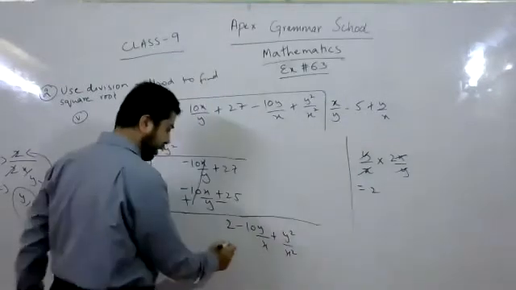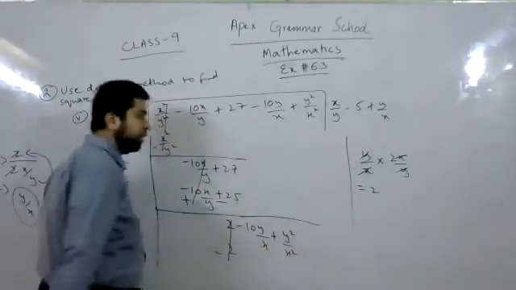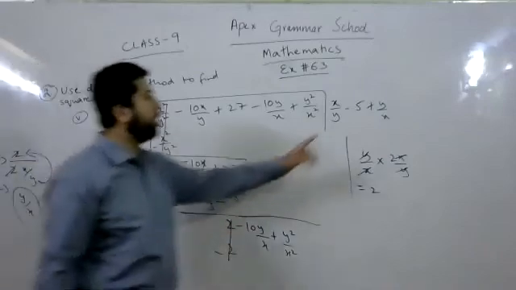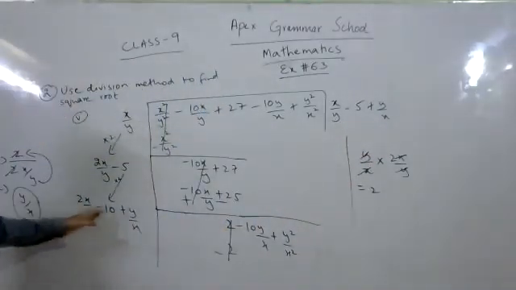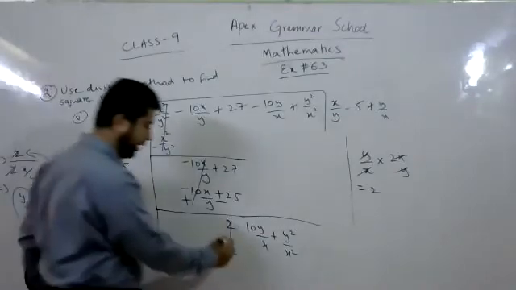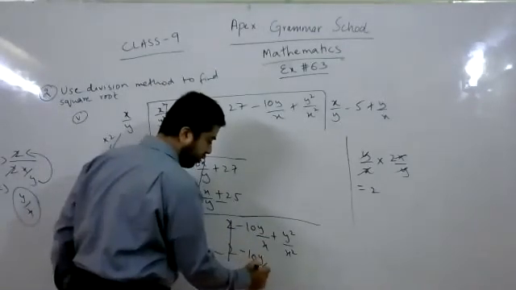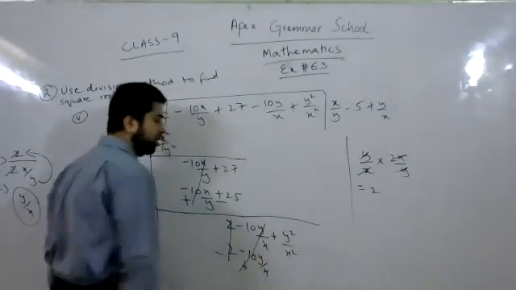So this 2 will be here. Cancel it, change the sign. Now, this y over x is going to multiply to this minus 10. This makes minus 10y over x. Right? Minus 10y over x. Change the sign, cancel it.